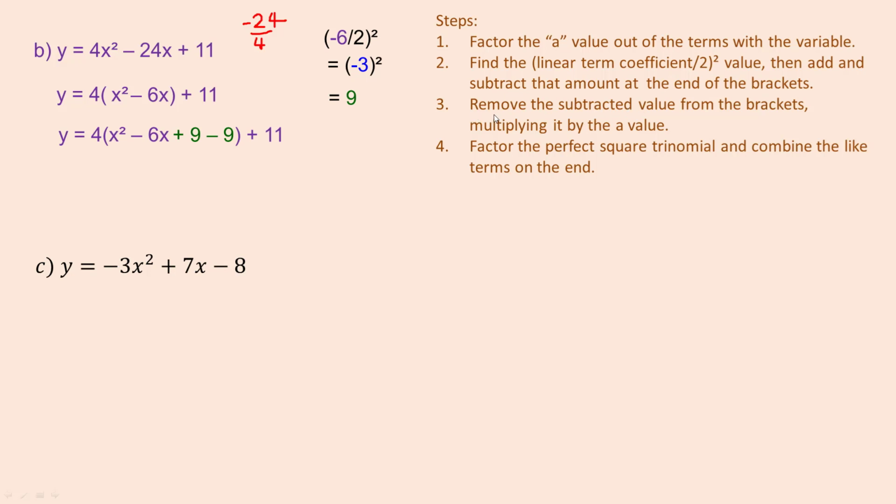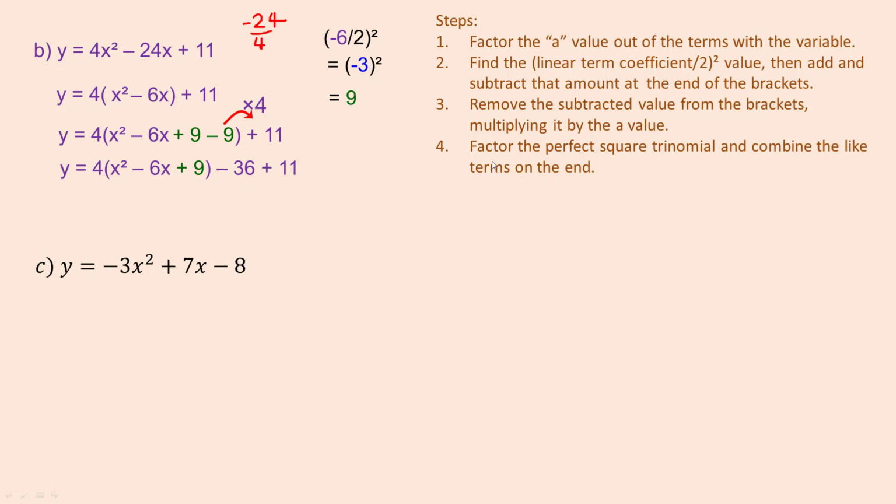Okay, now the third step: remove the subtracted value, which is the negative 9, from the bracket. So that's going to come out, and we're going to multiply it by that 4. So the first 3 terms stay in here. That's going to be the perfect square trinomial we're going to factor in a moment. Negative 9 times 4 is negative 36. So that's the third part here.